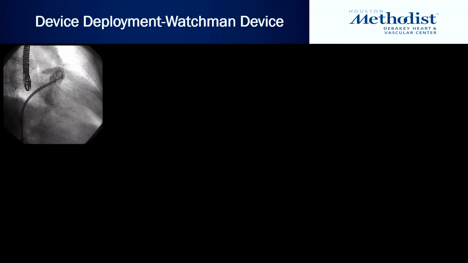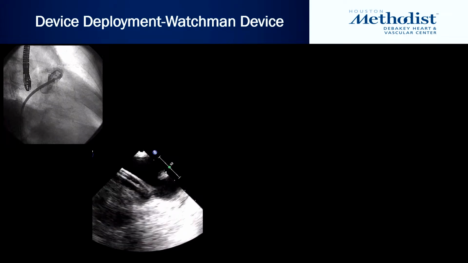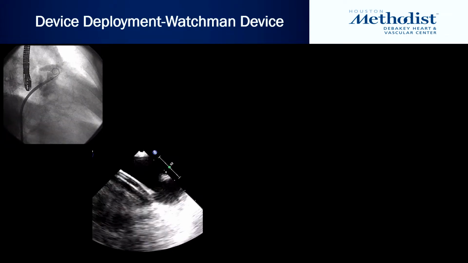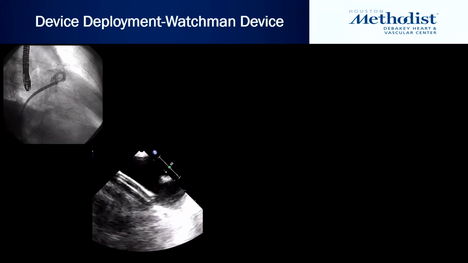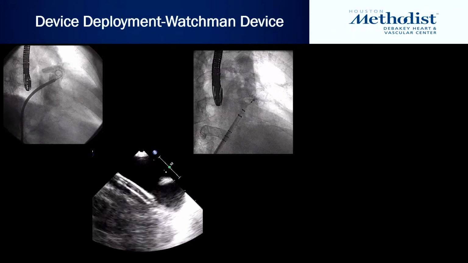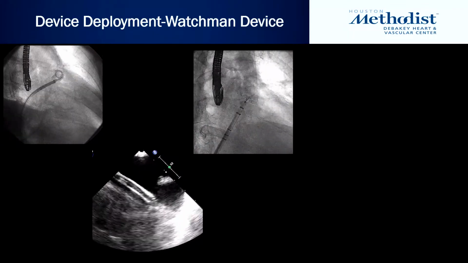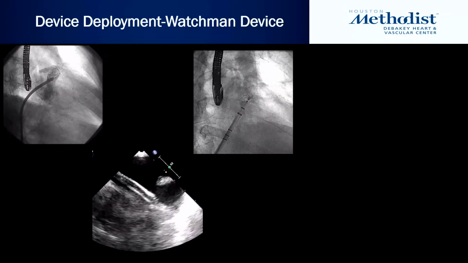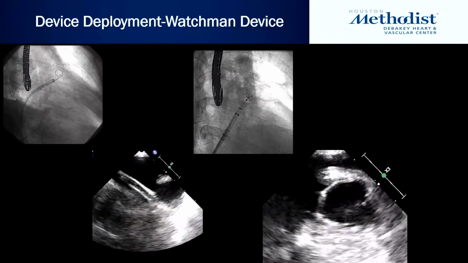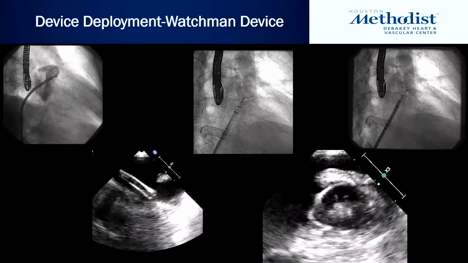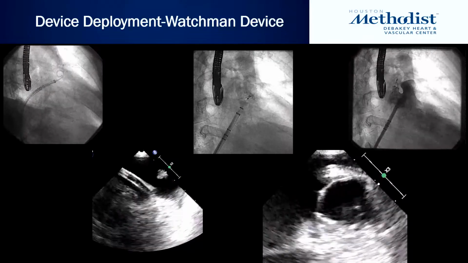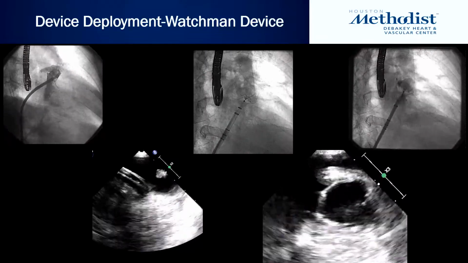And this is a case. This is the initial contrast angiography. You can see the appendage. You appreciate the size, the shape, and the number of lobes. This is TEE, where the guide catheter is at the ostium of the left atrial appendage. This is the device positioning by fluoroscopy. This is the device deployment by TEE. And finally, the contrast angiography after the device is released.